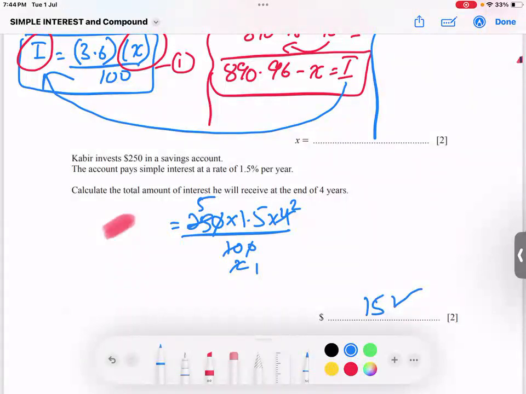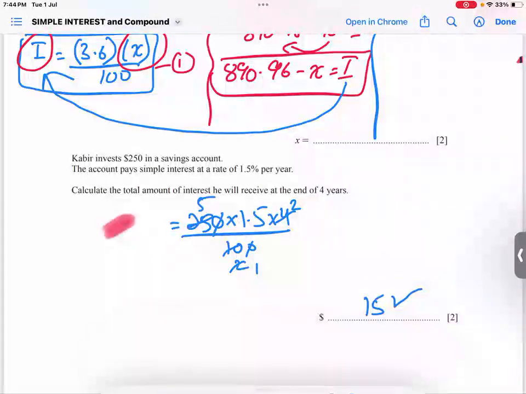So that's it. The simple interest topic is complete. I hope everything is clear. There is no confusion in this part. It's a very simple question. Two questions are homework for you.